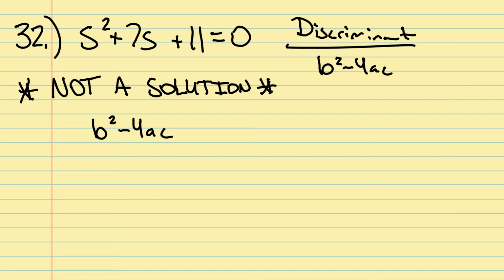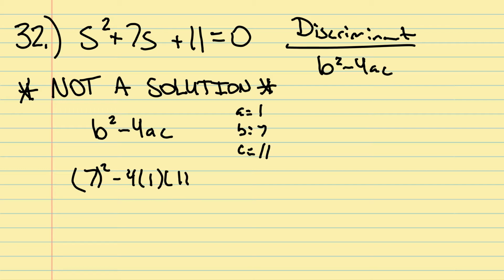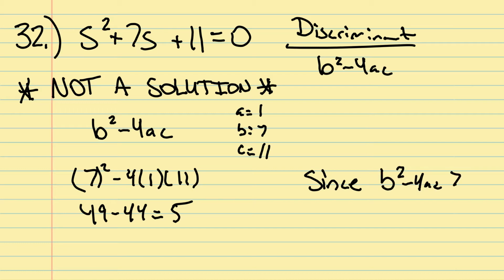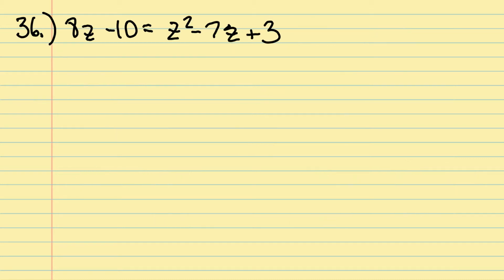I plug it in. So this time, since it's already equal to 0, a is 1, b is 7, c is 11. I plug it in: 7 squared minus 4 times 1 times 11. I get 49 minus 44 equals 5. So this is not my solution, but it's information. It says since b squared minus 4ac is greater than 0, 5 is bigger than 0, there are two real solutions. And that's it for 32.